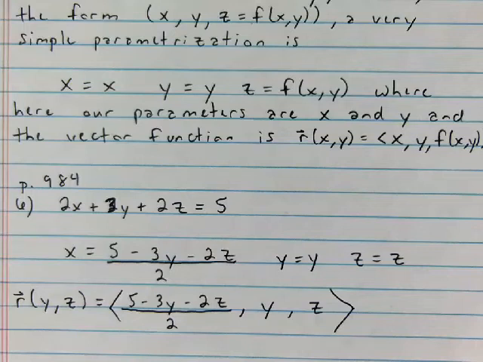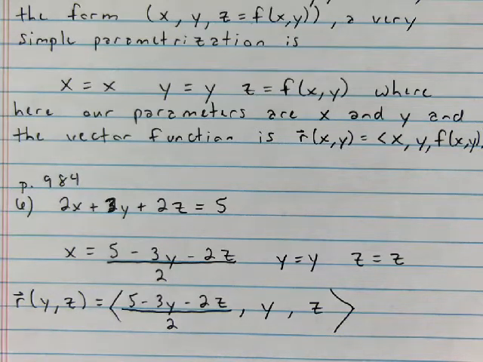Now, for this parameterization, as well as the one that we saw in number 4 in the previous video, no restrictions were given for our parameters. So this says y and z are going to take on every value, and this will trace out a plane. This vector will trace out an entire plane.